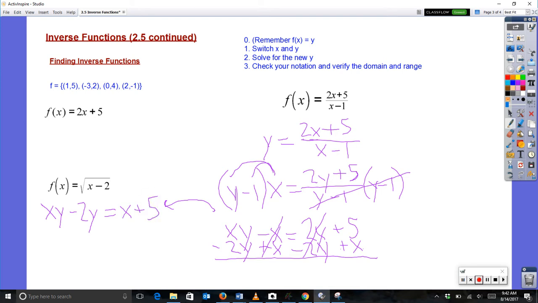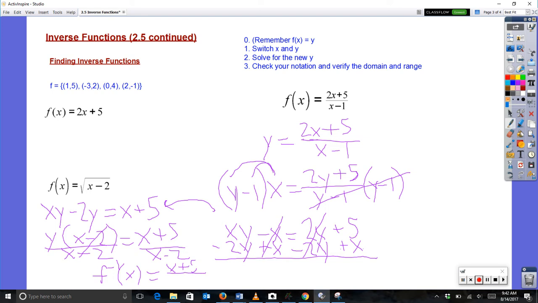Now, I don't know if you can see where we're going, but we have all the y's together on the left, and we can factor one out. It'll say y times x minus 2 equals x plus 5, and we're there because we divide by x minus 2. So now we've got the inverse. The y, or now the f inverse of x, is equal to x plus 5 over x minus 2. A little more work on that one, and it's certainly not one that you're going to just look at and be able to think through it backwards.